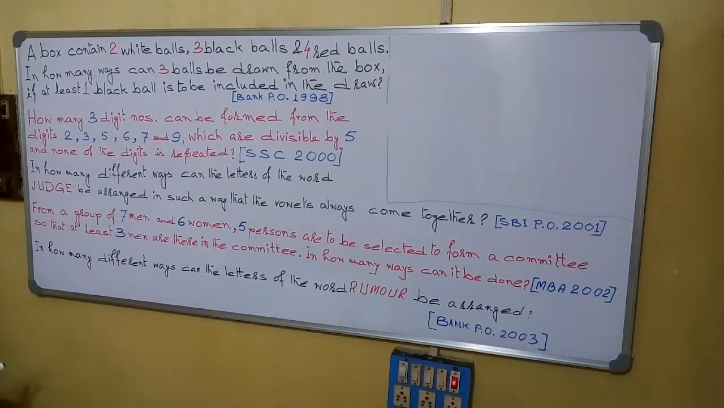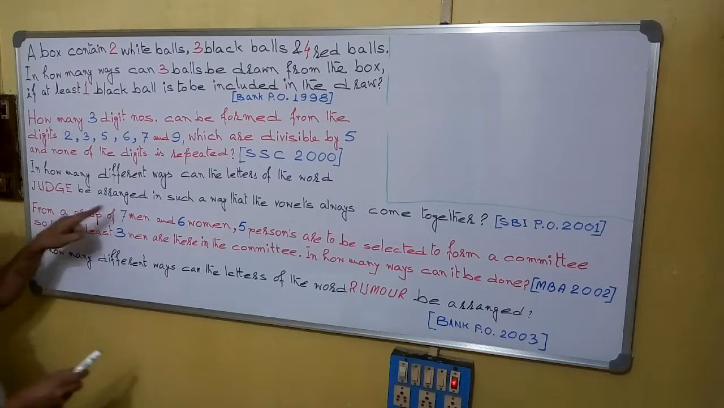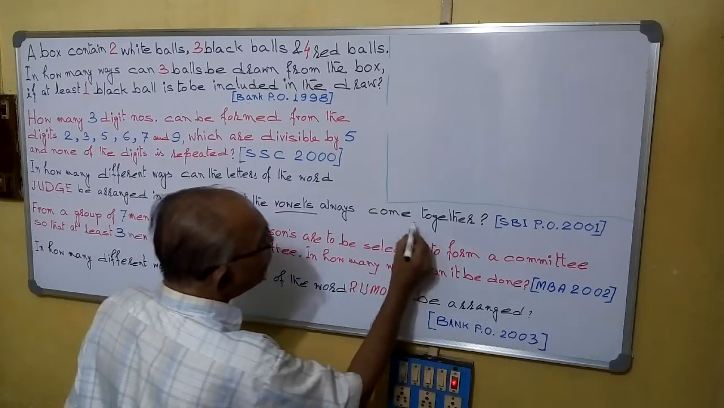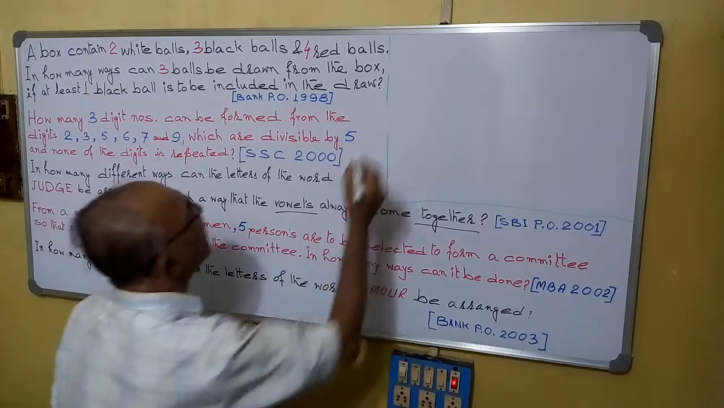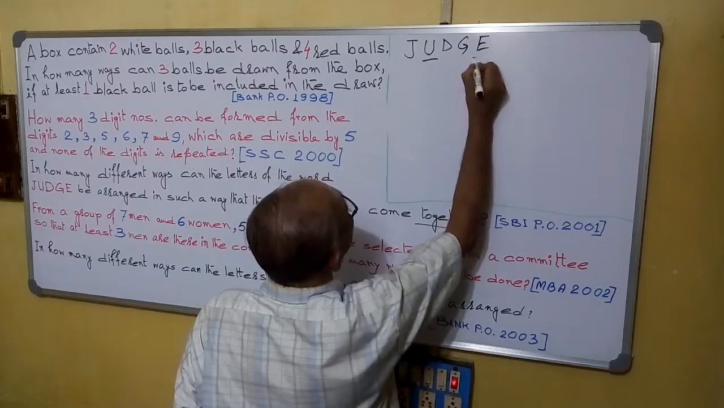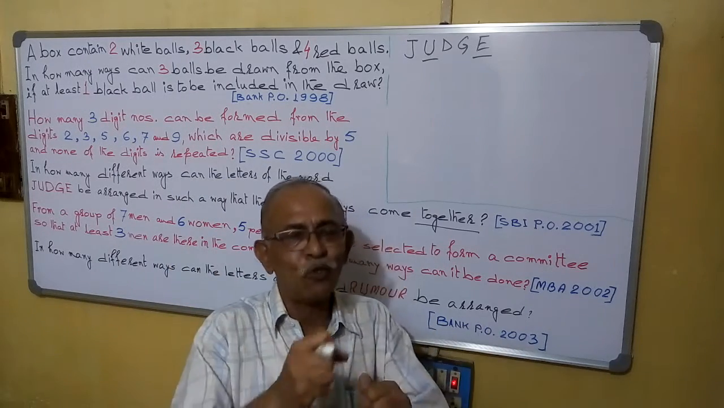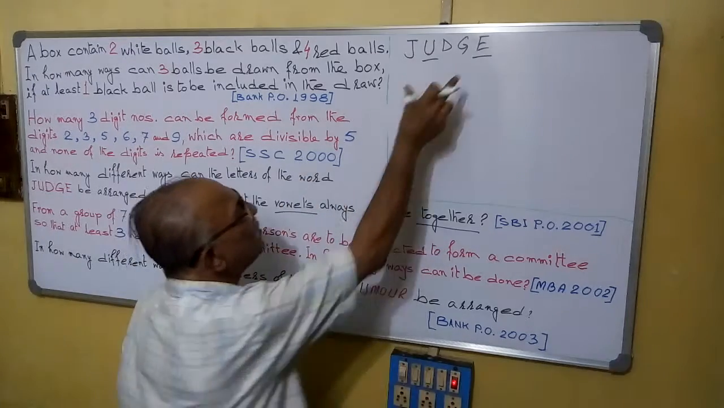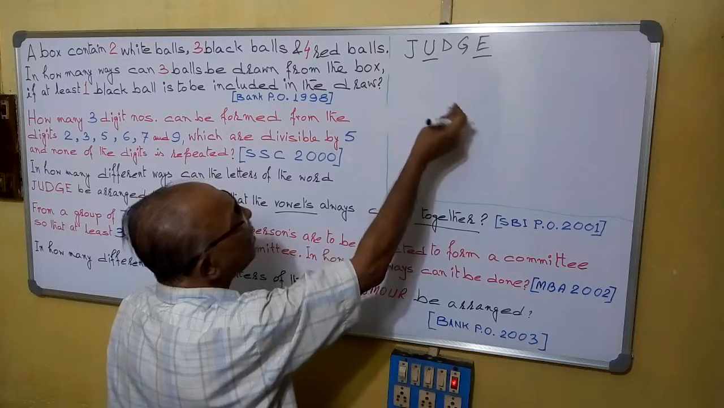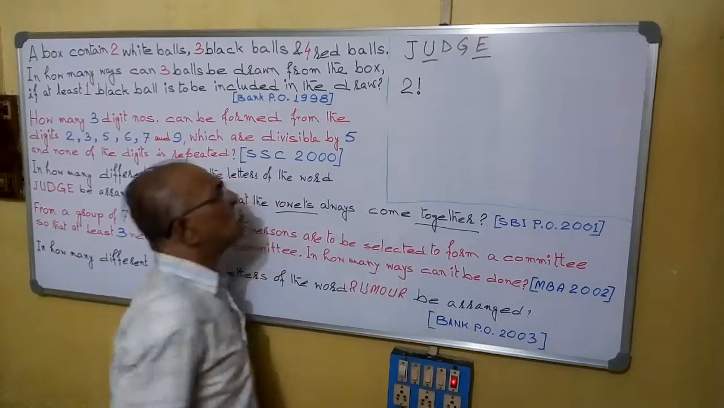Now see this question. In how many different ways can the letters of the word JUDGE be arranged in such a way that the vowels always come together? Vowels always come together. Word is JUDGE. Vowels are these two. So how will they always come together? Consider this example: take these two and tie them with a garter. So these two will make a single unit. And these two we can keep either U first, E second, or E first, U second. In other words, these two among themselves can be arranged in factorial 2 ways.